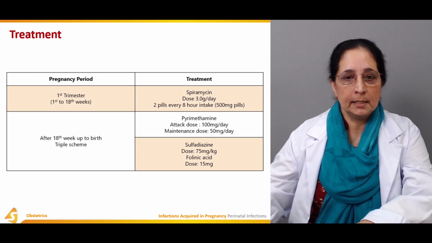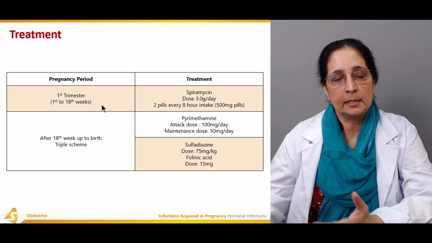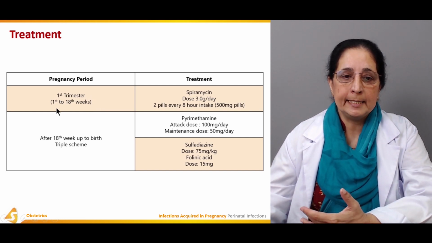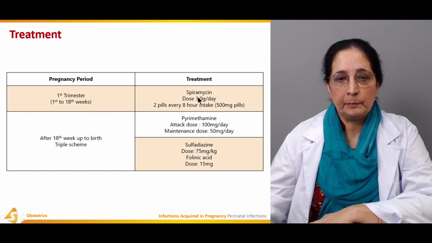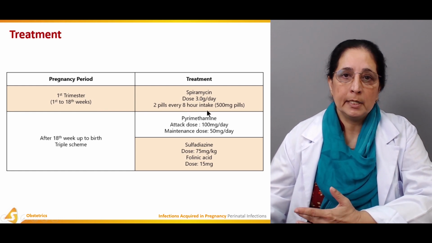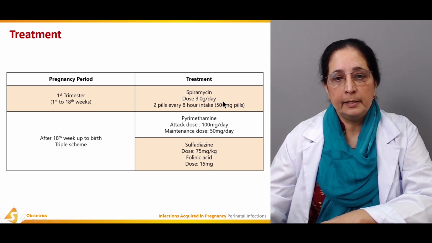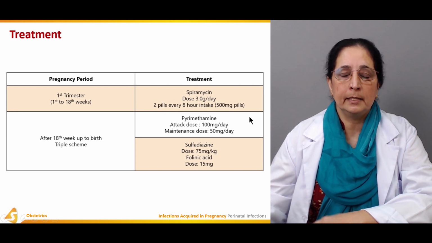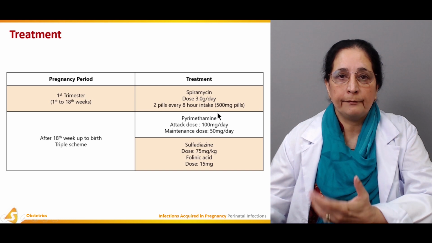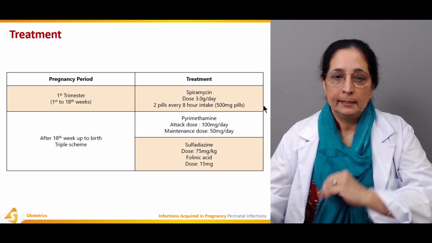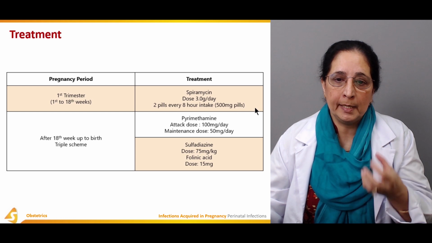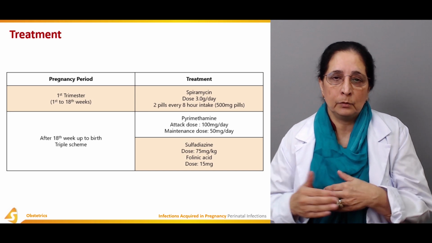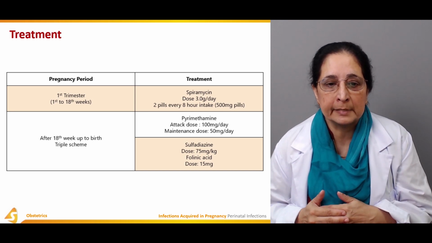The treatment depends on the trimester of the pregnancy. In the first trimester, which is up to the 18th week, the treatment is spiramycin, and the dose is 3 grams per day. The pills available are 500 milligram pills, so we give 2 pills every 8 hours, so we can have a total of 3 grams per day.